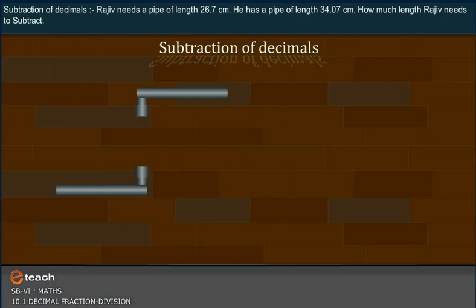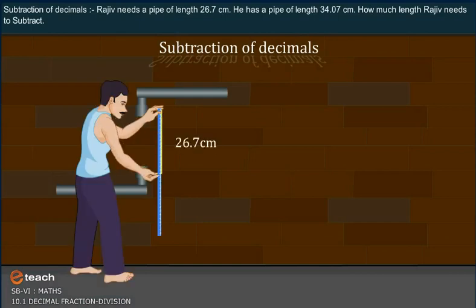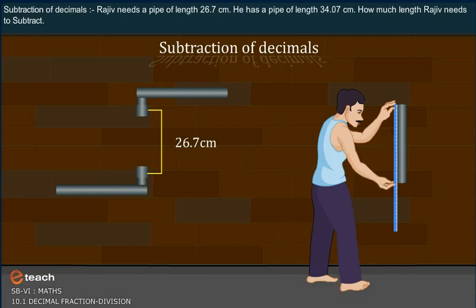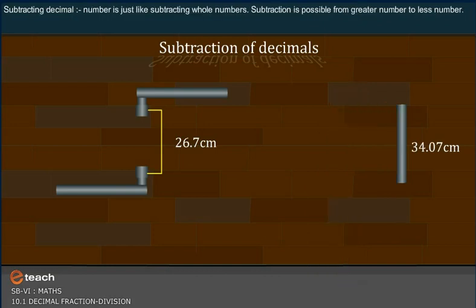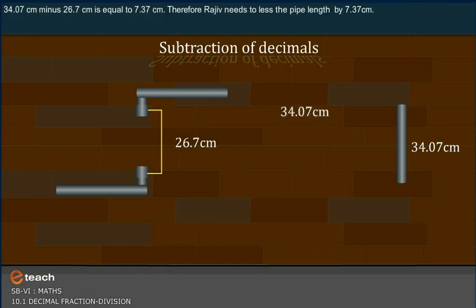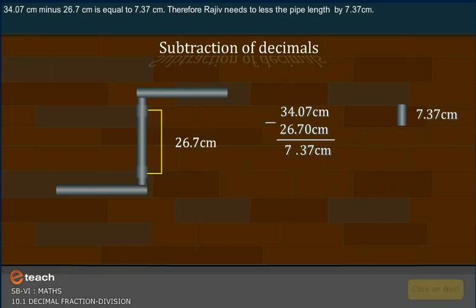Subtraction of decimals. Rajiv needs a pipe of length 26.7 cm. He has a pipe of length 34.07 cm. How much length does Rajiv need to subtract? Subtracting decimal numbers is just like subtracting whole numbers. Subtraction is possible from a greater number to a lesser number. 34.07 cm minus 26.7 cm is equal to 7.37 centimeters. Therefore, Rajiv needs to cut the pipe by 7.37 centimeters.